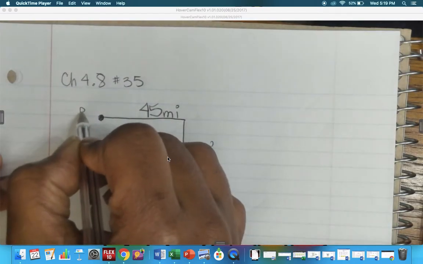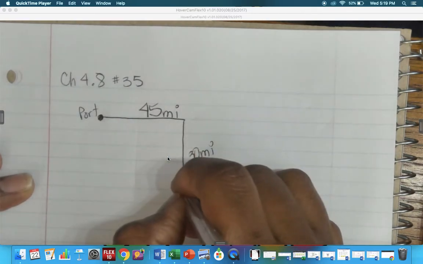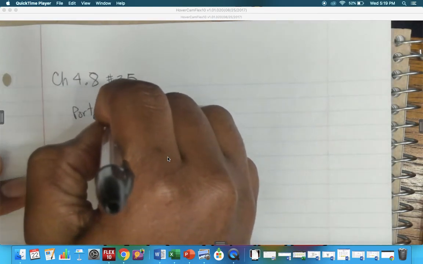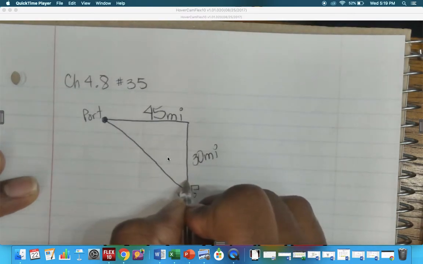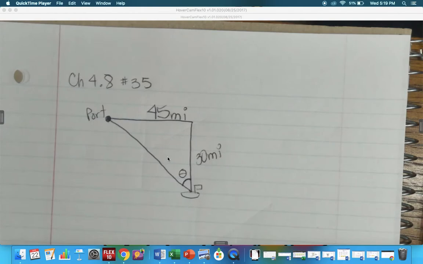All right, so this is the port. And my ship is 45 miles east and 30 miles south. And the question says, if this ship wants to go directly to the port and not make all these twists and turns, what bearing should it take? All right, so kind of asking, what should this angle be?